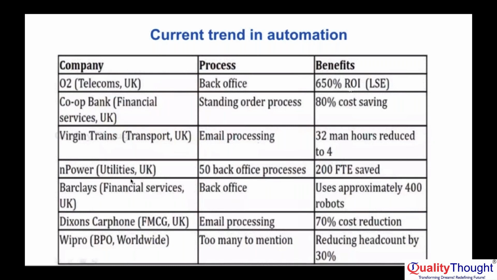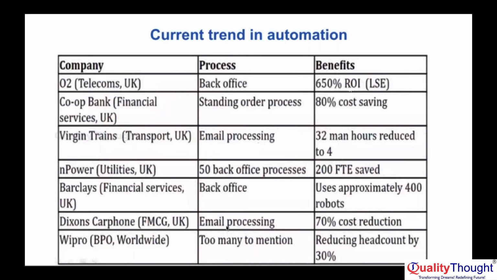And there's a utilities company in the UK named Npower. They have automated 50 back office processes and saved 200 FTE. And Barclays is also in financial services. They have this back office and use approximately 400 robots. That's a really big number. And Dixons Carphone, this is again a company from the UK.